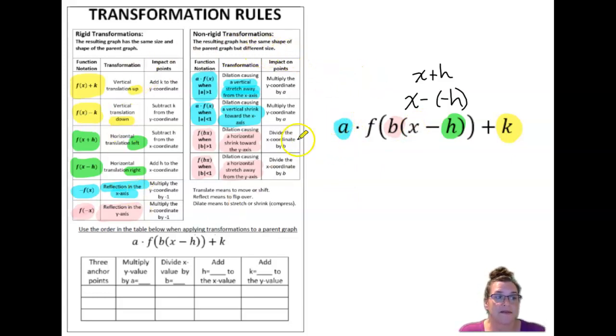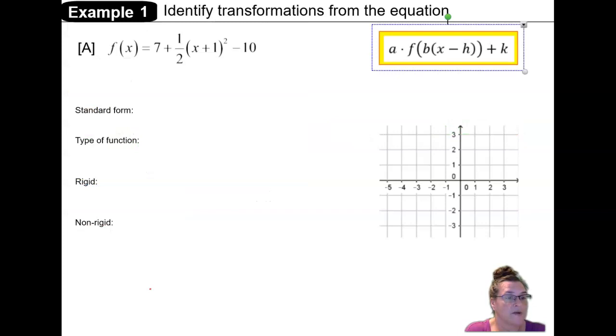Okay, so that's a lot of rules. However, you just keep this reference nearby as we go through them, and the more you practice them, the quicker and easier they become, and it just starts to go pretty quickly if you get a lot of examples under your belt. So let's start with example 1.